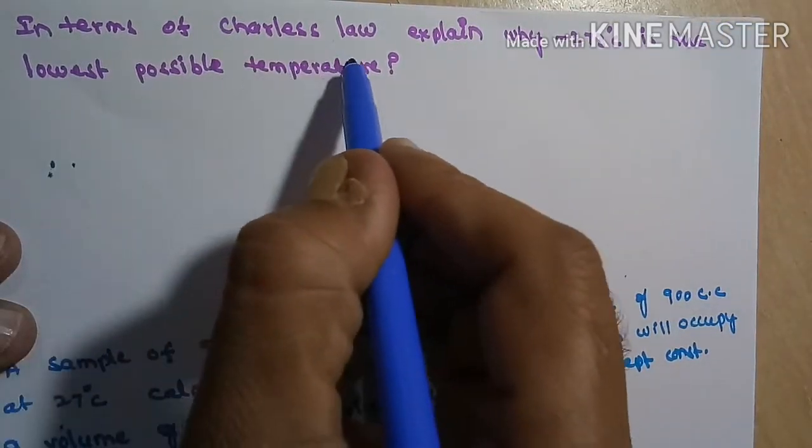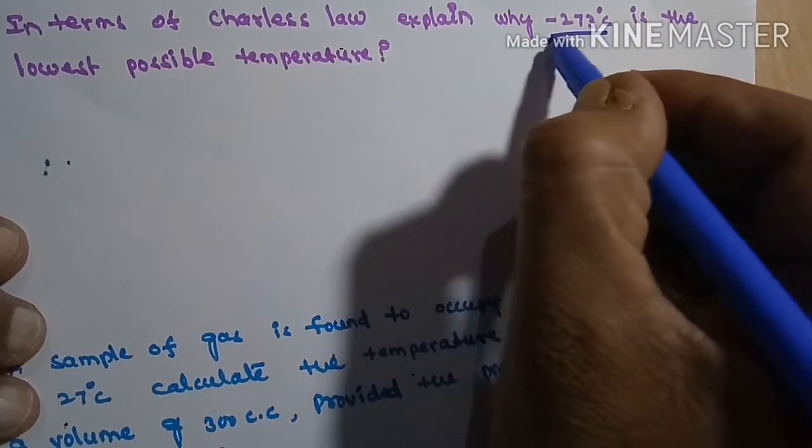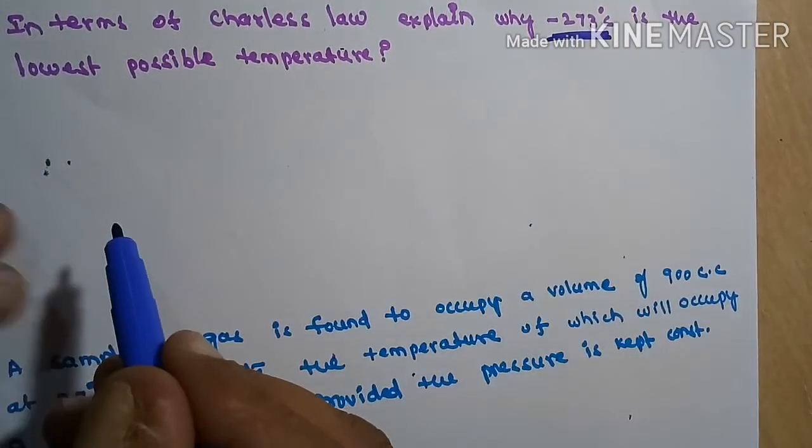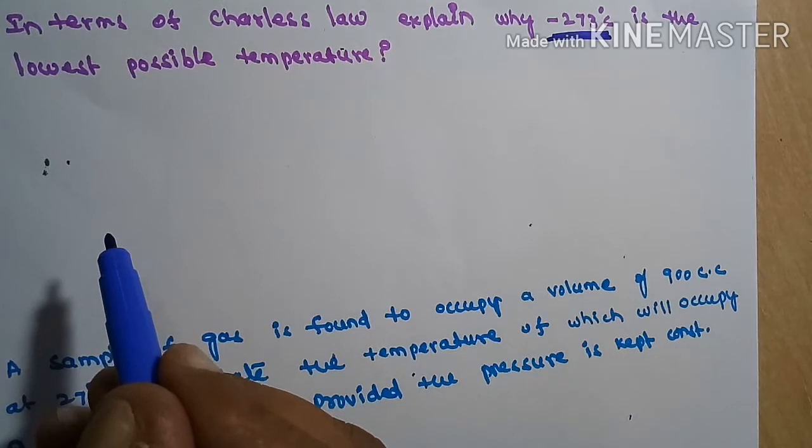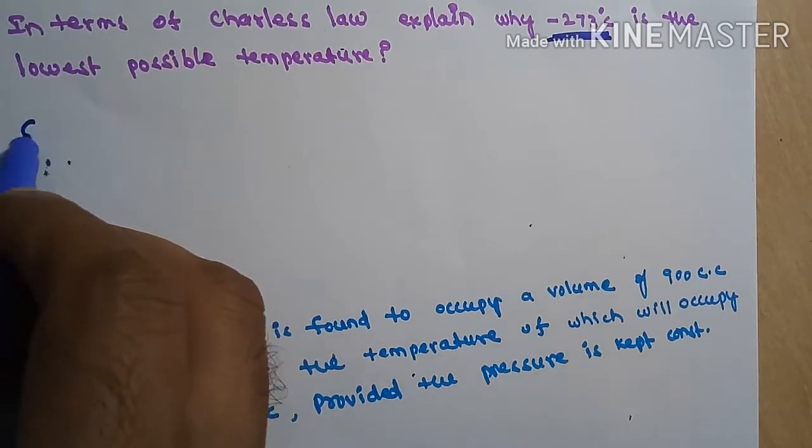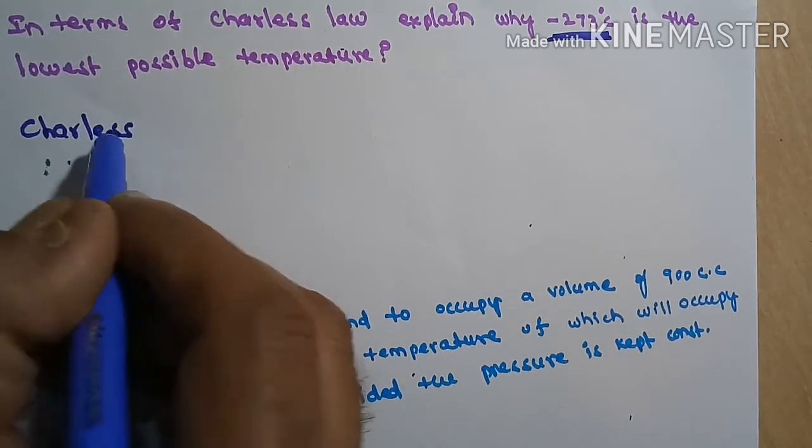In terms of Charles' law, explain why minus 273 degrees centigrade is the lowest possible temperature. Charles' law is related to what? Gases or liquids?